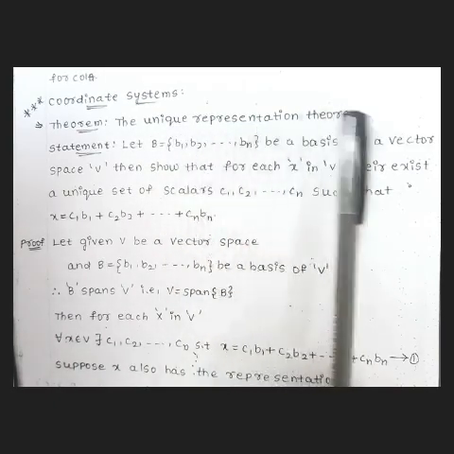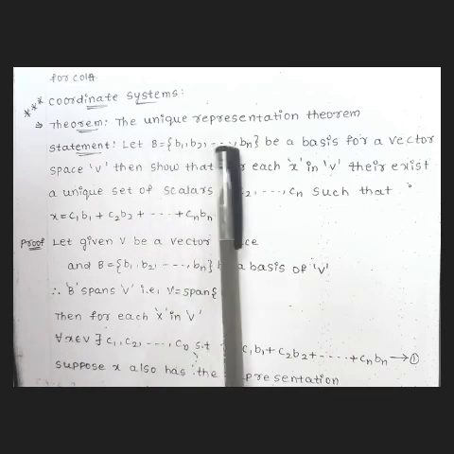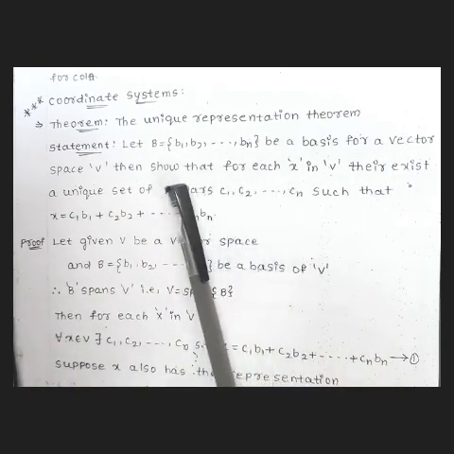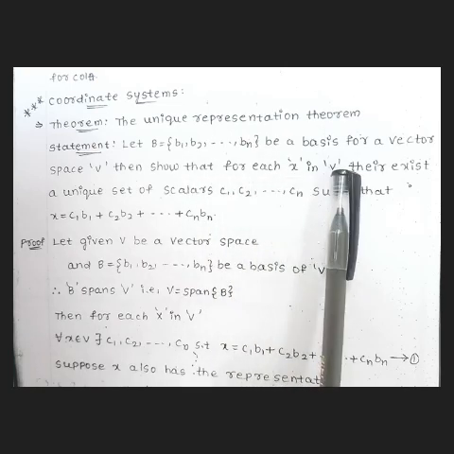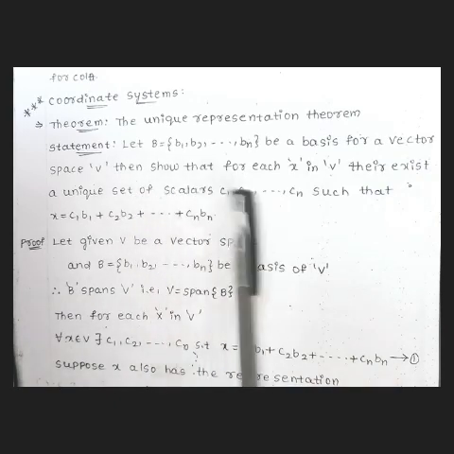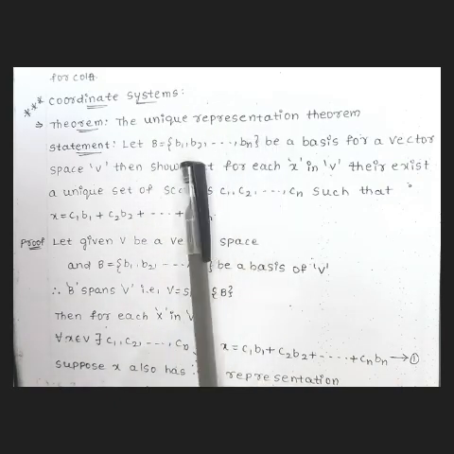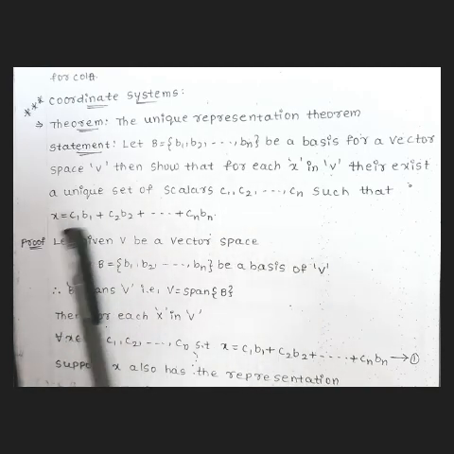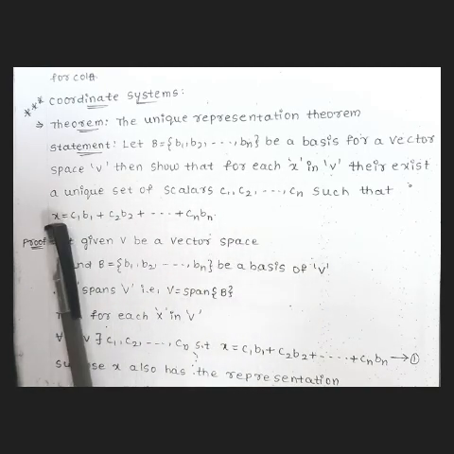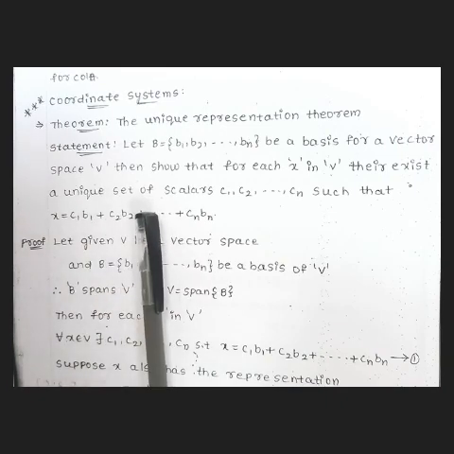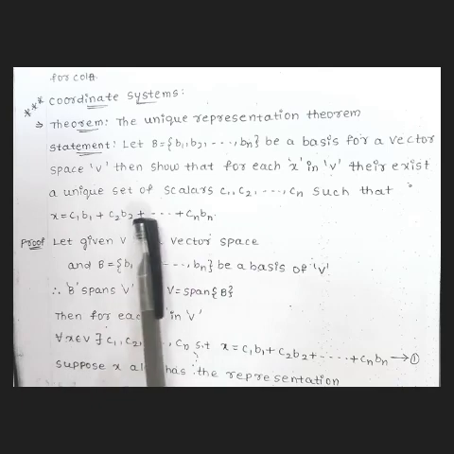What does the unique representation theorem mean? Take one basis which contains n vectors. Then for each vector in V, there must exist a unique set of scalars. That means we take as many scalars as there are vectors in the basis, and take the linear combination of all these. That is, x can be written as c1b1 plus c2b2 and so on up to cn bn. This is called the unique representation theorem.